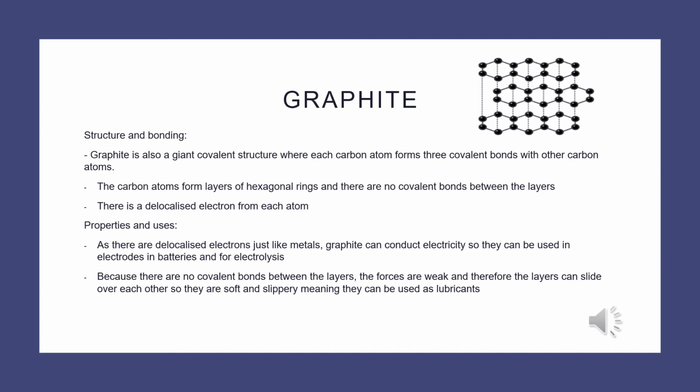The properties and uses. As there are delocalized electrons just like metals, graphite can conduct electricity, so it can be used in electrodes in batteries and for electrolysis. Because there are no covalent bonds between the layers, the forces are very weak and therefore the layers can slide over each other, so they are soft and slippery, meaning they can be used as lubricants.